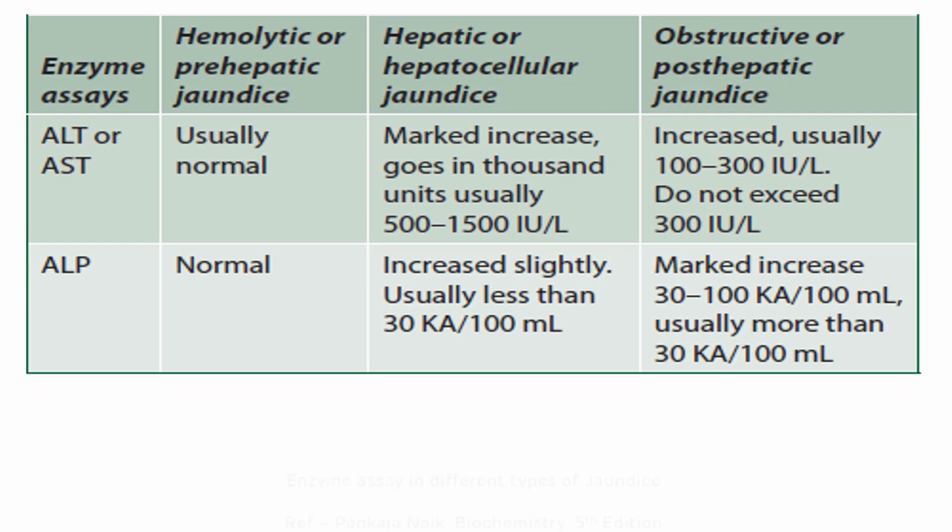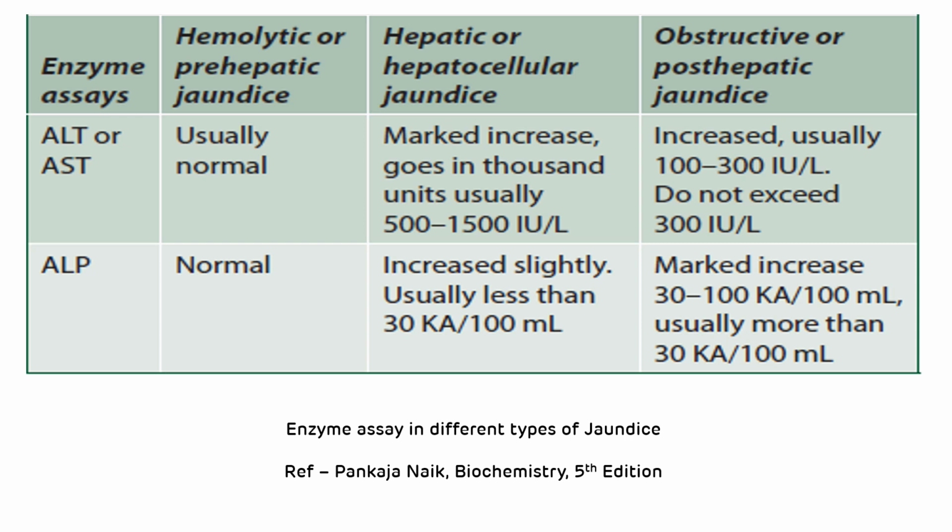This is the table showing the enzyme assay in different types of jaundice. As we have discussed, ALT and AST levels are normal in hemolytic jaundice, they are markedly increased, within the range of 500 to 1500 international units per liter, in hepatic jaundice, and the level doesn't go beyond 300 international units per liter in obstructive jaundice. The ALP level is normal in hemolytic jaundice. It is usually increased slightly in hepatocellular jaundice and it is markedly increased in obstructive jaundice.